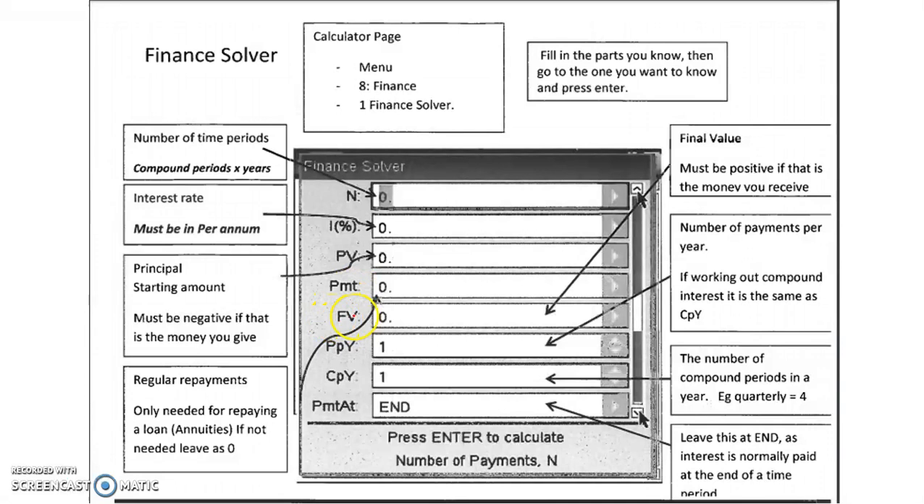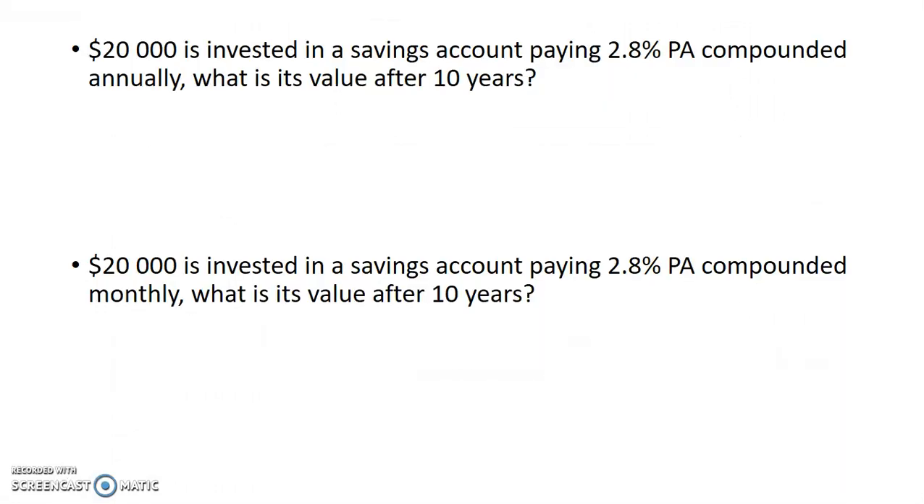Future value or final value is the end value. So this will be positive if you've put money into an investment, because then you can draw all that money out and it comes back to you as a positive. PPY and CPY are payment periods per year and compound periods per year. So earlier we said if it's compounded monthly for 10 years, it's compounded 12 times per year. These two things will be 12. If you change this to 12, CPY will automatically change with it. So all we're going to do is answer a few of these from examples.